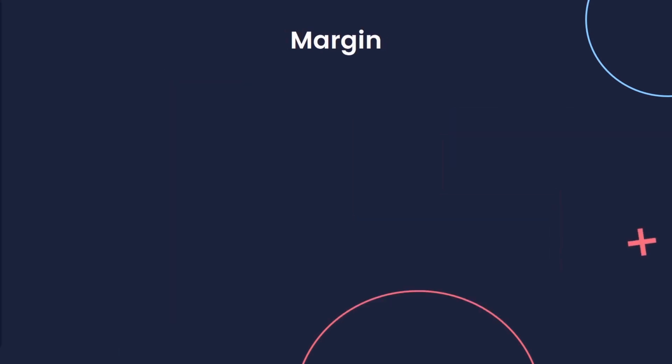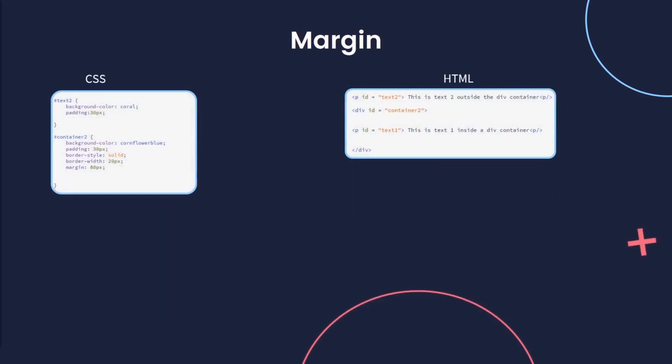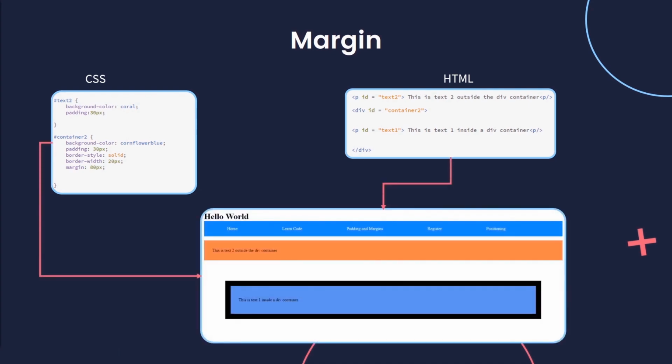And now lastly, we have margins. And in our code here, things are slightly different. We've also added a paragraph element with an ID of text2, and this reads, this is text2 outside the div container. So this is a separate element from the container we've been working with. We've also given this text2 element a background color of coral and a padding of 30 pixels. And we can see that in our output over here. We can note by seeing that the background color coral is being pushed out from the text. Okay, so there's a bit of spacing involved for our text2 element.